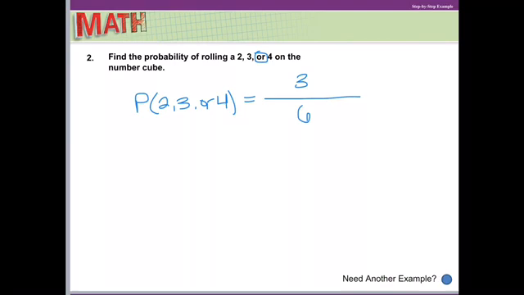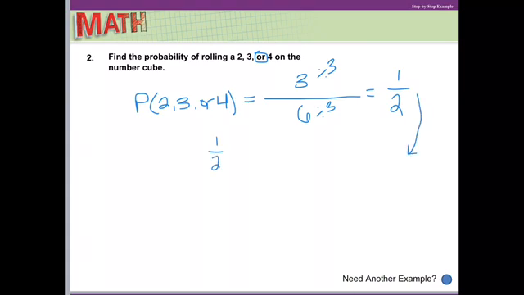Now you need to simplify. For example, in this one we can divide both the numerator and the denominator by 3, getting 1/2. So there is a 50% chance of you rolling a die and it becoming a 2, 3, or a 4. So, as we talked about earlier, 1/2 is also 50%, or 0.5 as a decimal.